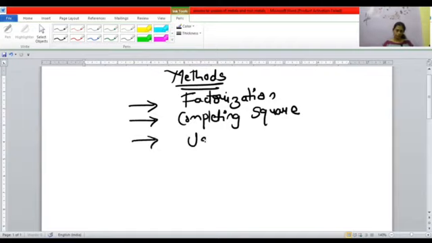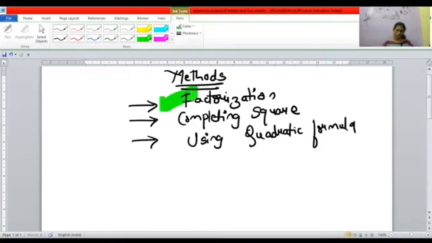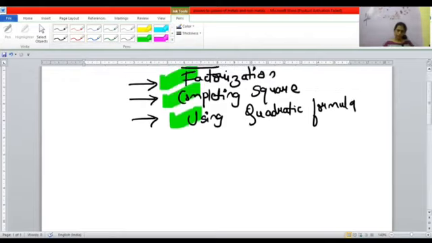And third is using the quadratic formula, right? So we are going to study these three methods gradually as we move further. First is factorization, then completing the square, and then using the quadratic formula. So factorization is very easy. Be attentive throughout the session, so you will be able to understand in a better way.